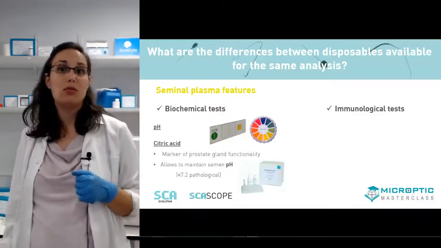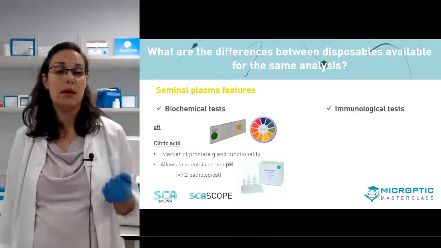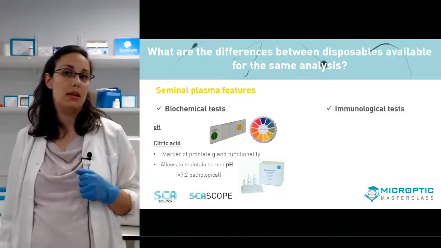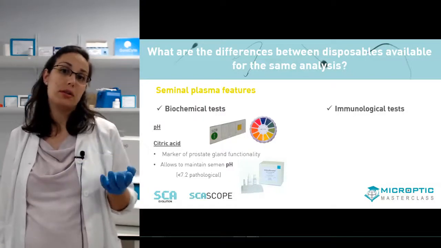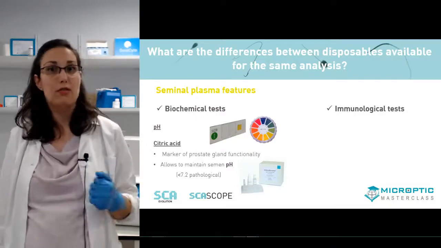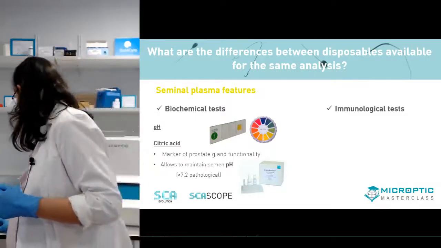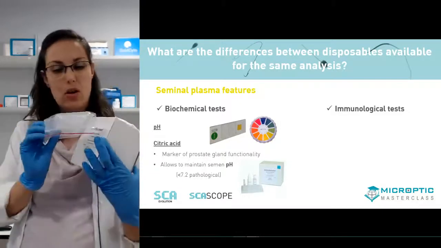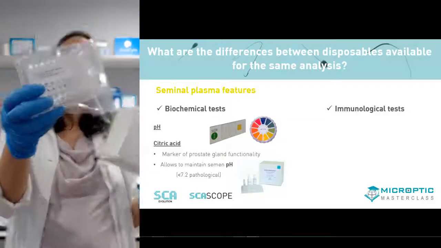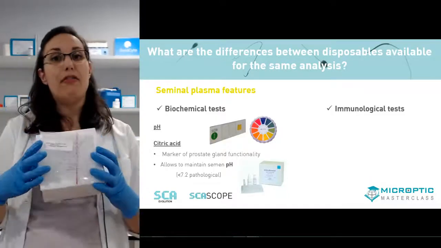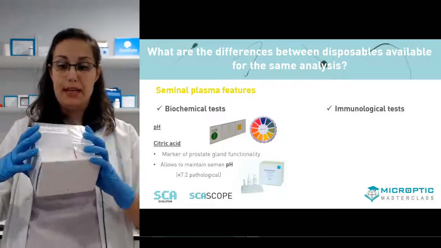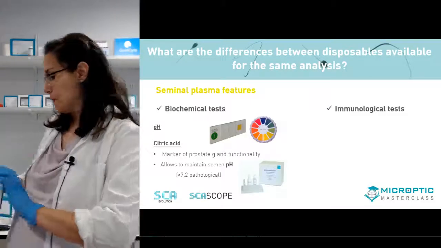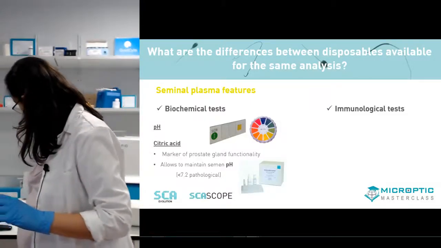It could also be interesting to complete your analysis of the seminal plasma by evaluating the levels of citric acid within the ejaculate. This is very important because it is a marker of prostate functionality. Hence, biochemical tests like the Citric Screen. There is a colorimetric kit that contains this plate that will quantify colorimetrically the quantity of citric acid in the ejaculate. So this could be very useful.